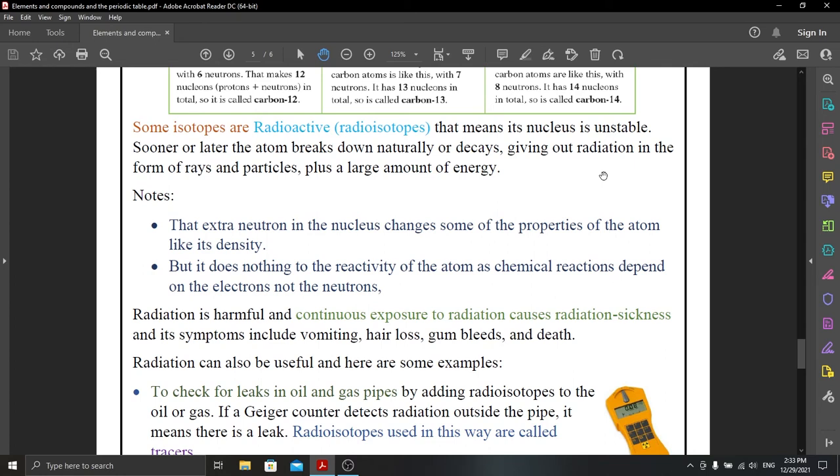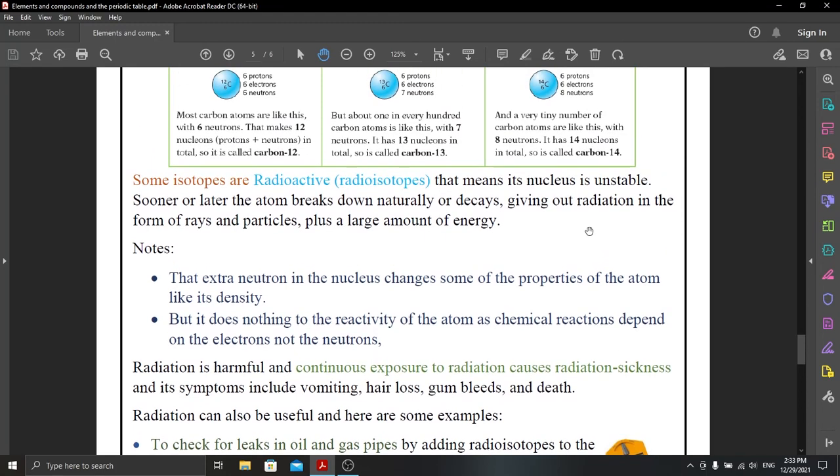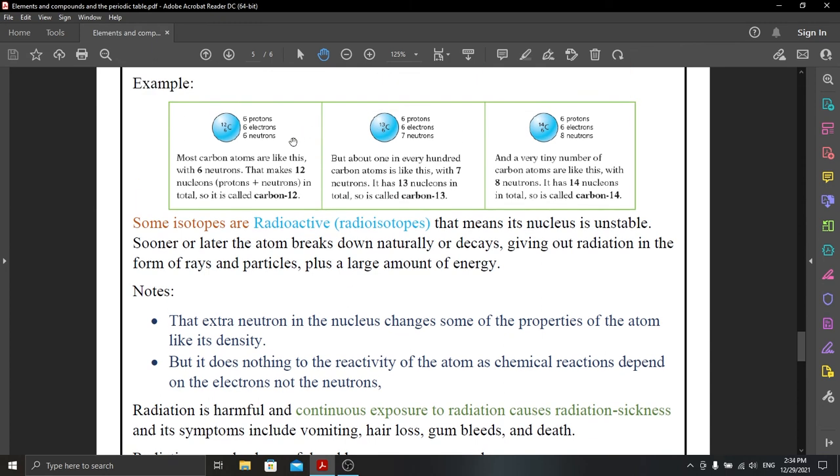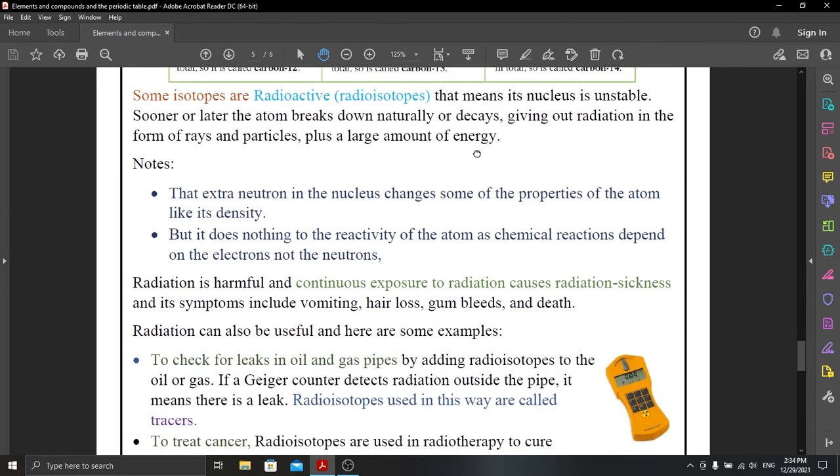Note that the extra neutron in the nucleus of isotopes changes some of the properties of the atom, like its density, of course, because we said that a neutron has a mass of 1 unit, remember? So when we have an extra mass with that proton, the density will increase because the mass increased. But that neutron affects nothing when it comes to chemical reactions. Why? Because neutrons don't participate in reactions. Chemical reactions are bound to the electrons, and the number of electrons is fixed in all the isotopes because the number of protons is also fixed. So we have 6 protons, 6 electrons, 6 protons, 6 electrons, 6 protons, 6 electrons. The only change is in the number of neutrons. Okay.